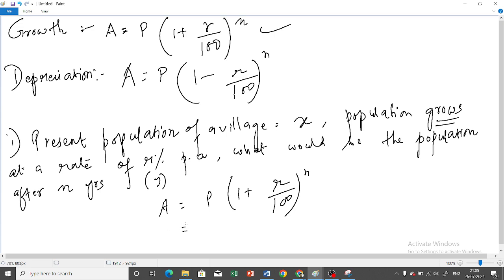Yes, n. This will be y, and I have already used n for this. Out of a and p, which one will be x and which one will be y? See, in the question, from the formula, A is equal to P into 1 plus r by 100. But if I want to put it into this sum, where should I put x and where should I put y?